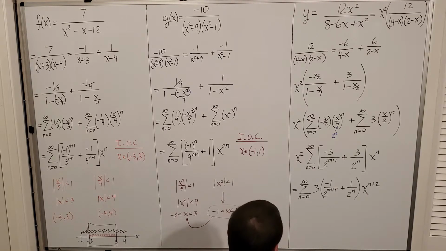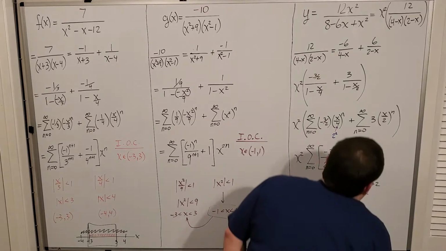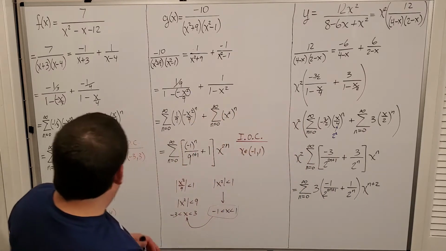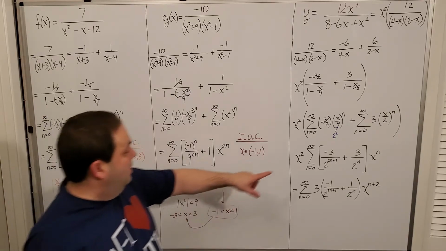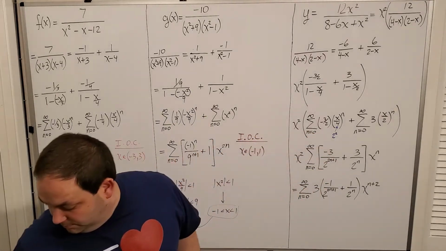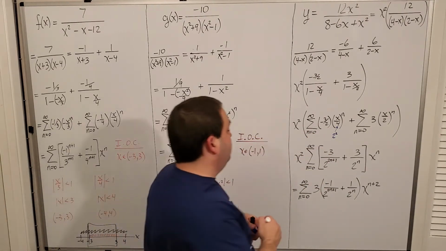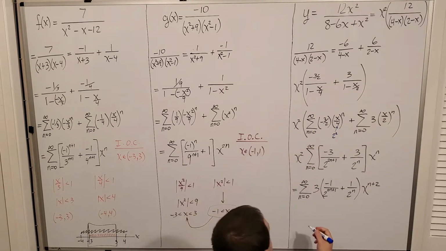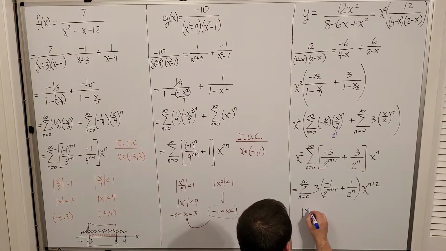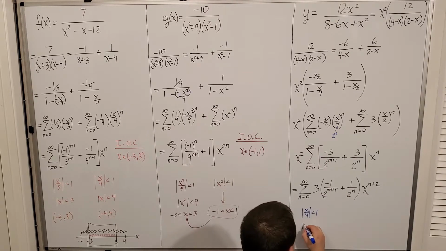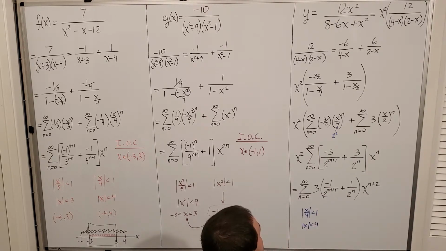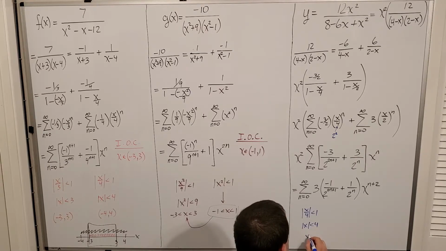Okay? So what about the interval of convergence? Well, that's going to be very similar to the stuff we've been doing, right? You can see that the first one has an interval of convergence where x over 4 has to be less than 1, right? So absolute value of x has to be less than 4, which means x has to be between 4 and negative 4.